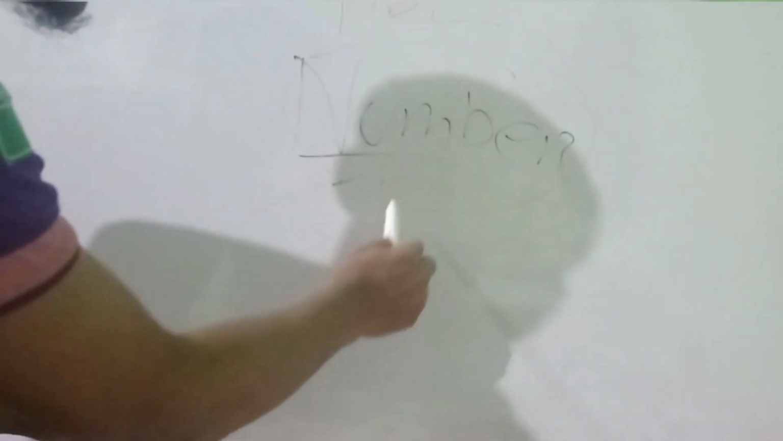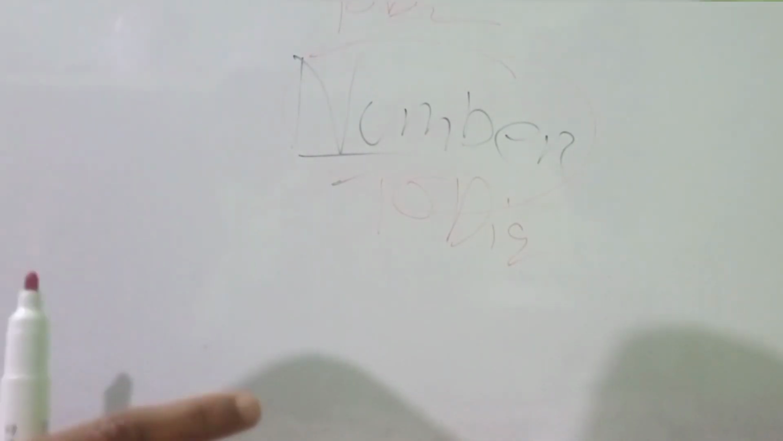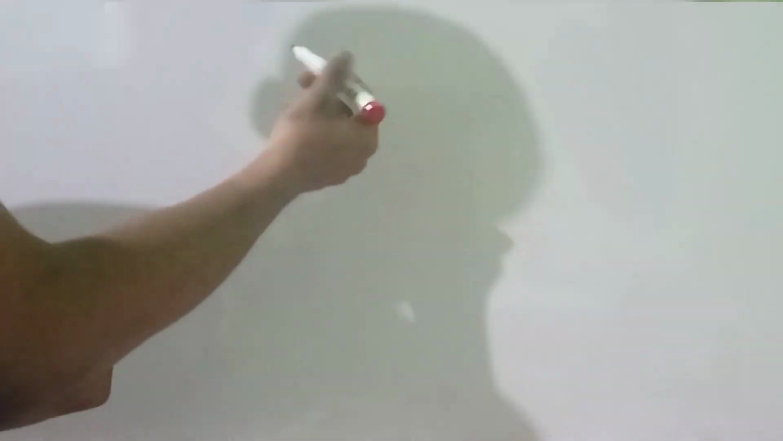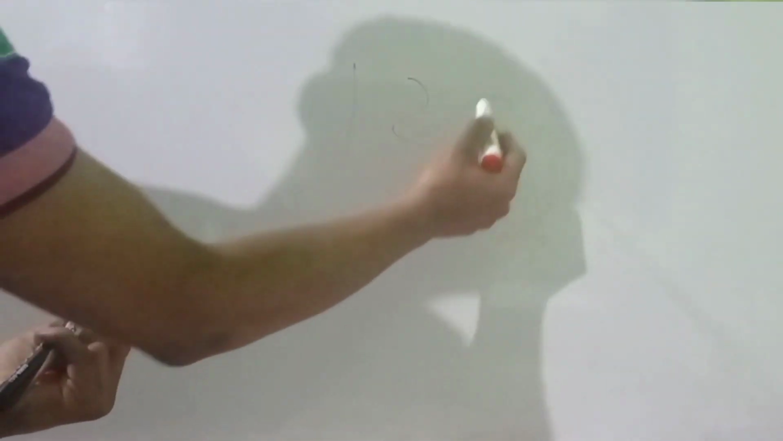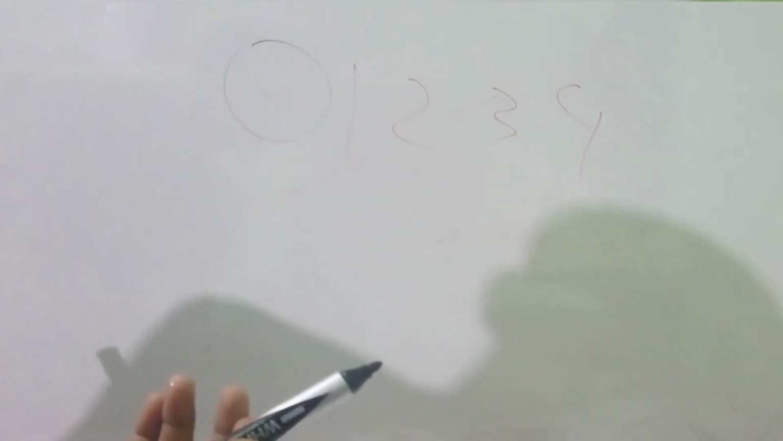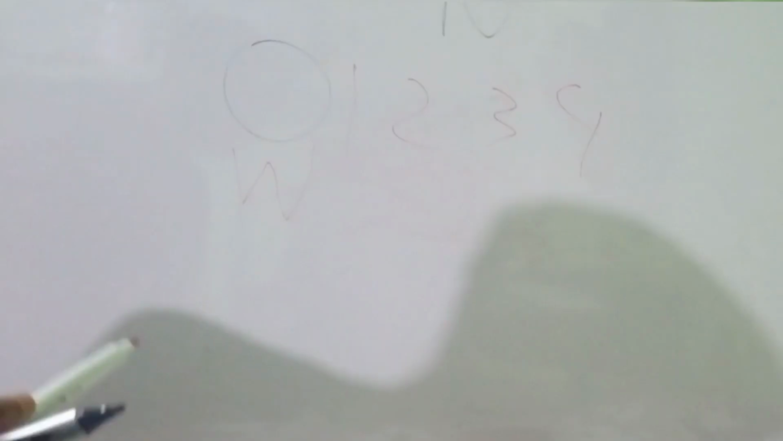I'll just skip the lecture. There are only 10 digits, which is 0 to 9, to cover all the numbers in the number system. There are different types of numbers. Natural numbers, which are 1, 2, 3, 4, 5, 6, 7, 8, 9, 10, and so on. Just add the 0, and it is whole numbers.